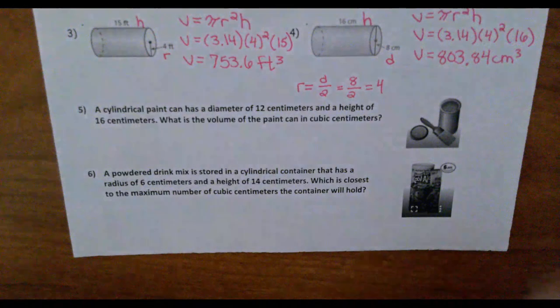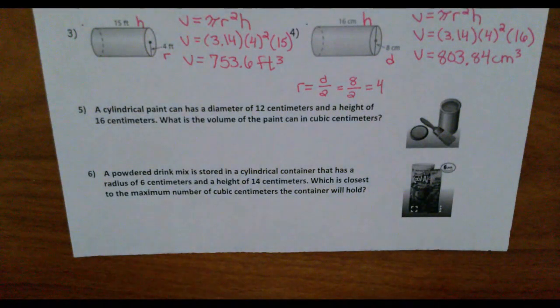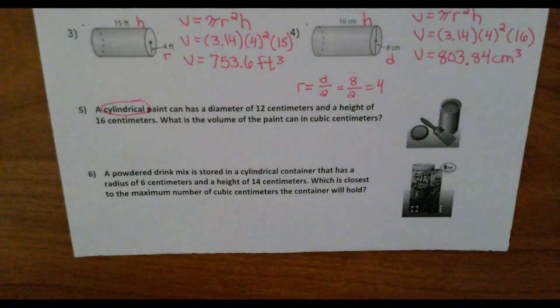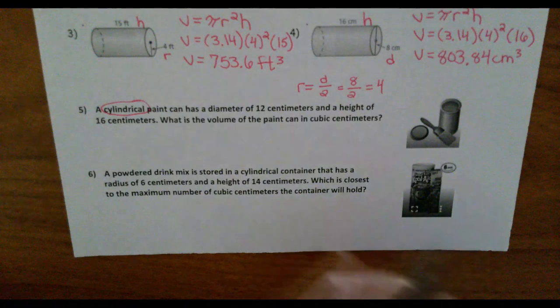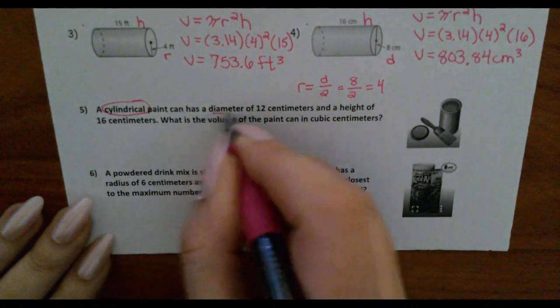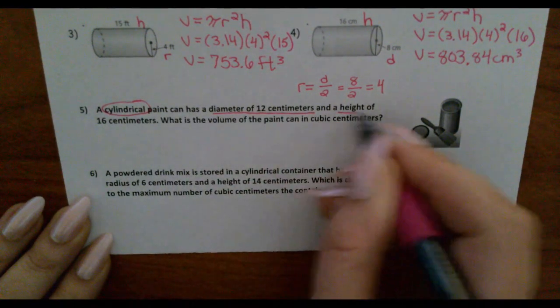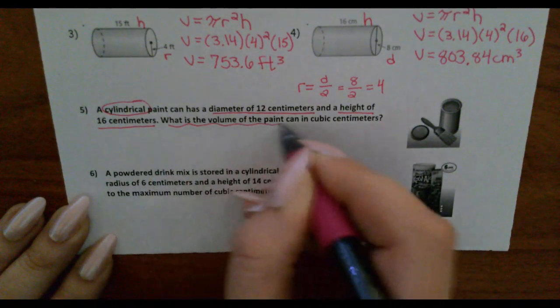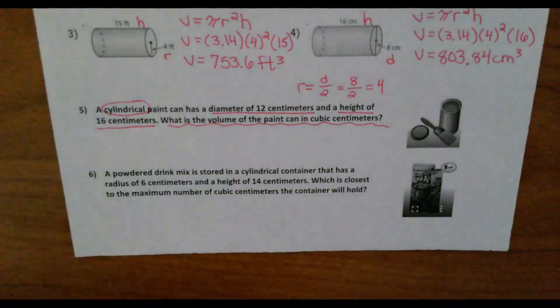So example 5, a cylindrical paint can. Well, we're lucky enough here that they actually told us that this paint can is cylindrical. So I'm going to circle cylindrical. That tells us our shape. If it didn't say cylindrical, like we already talked about, cans are cylinders. So you could focus in on where it says paint can. That's also telling you it's a cylinder. So a cylindrical paint can has a diameter of 12 centimeters and a height of 16 centimeters. It asks, what is the volume of the paint can in cubic centimeters?